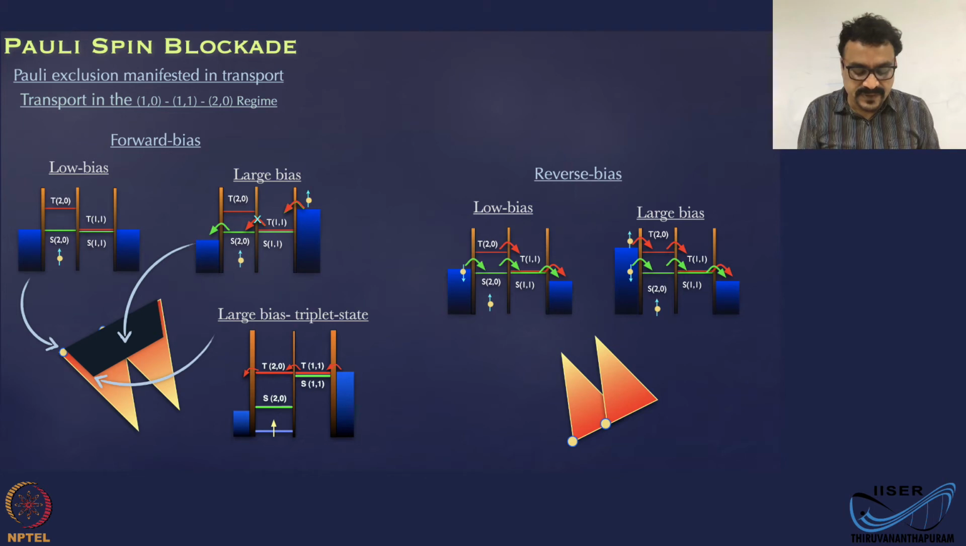So you have both singlet and triplet states available on dot 2, or the right dot, whereas only the singlet state is available in dot 1, or the left dot, and the triplet state is high up here because it is a higher orbital state that is not accessible.